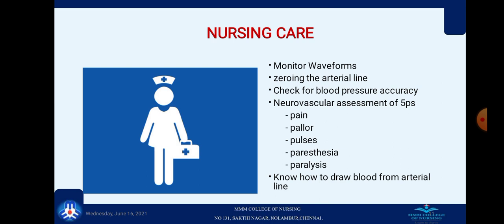Nursing care: monitor the waveform, zero the arterial line, check for blood pressure accuracy, and perform neurovascular assessment of the 5 P's, that is pain, pallor, pulses, paresthesia and paralysis. Know how to draw blood from the arterial line.